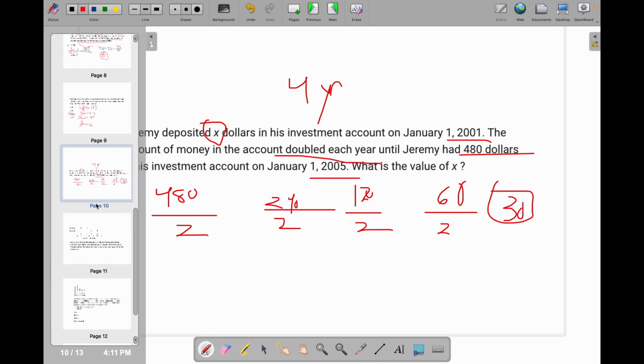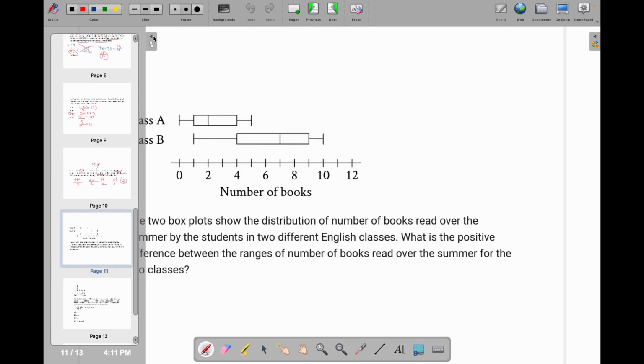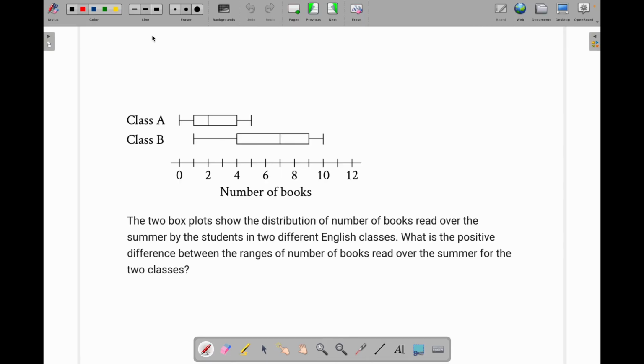Oh, here's the box plots. So I'll give you a second to look over it, and then let's go over it. So after you looked over it, let's look. We're looking for the difference between the ranges. So we're going to take the range of each one and find the difference.